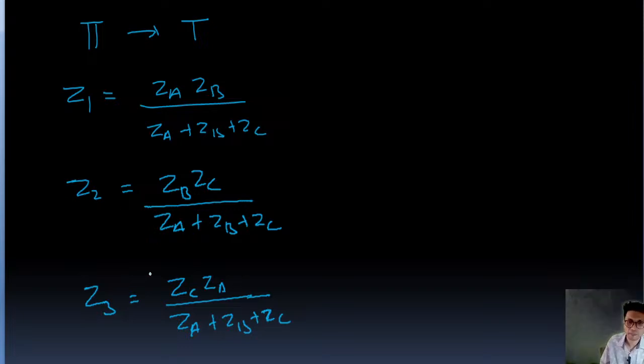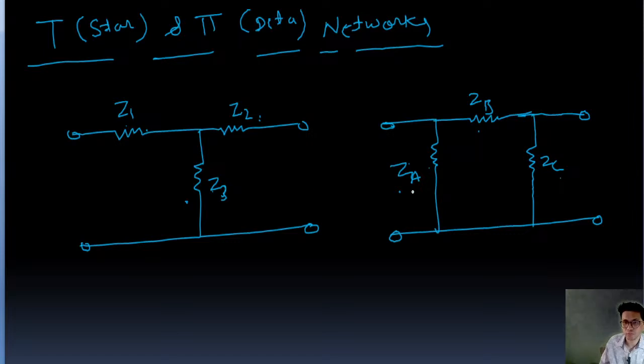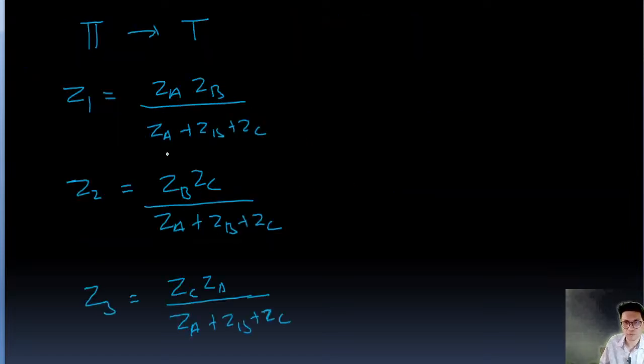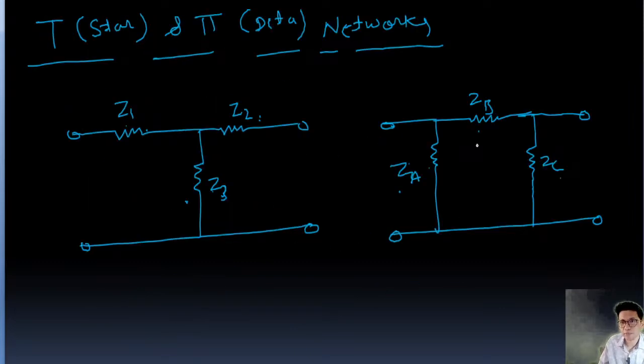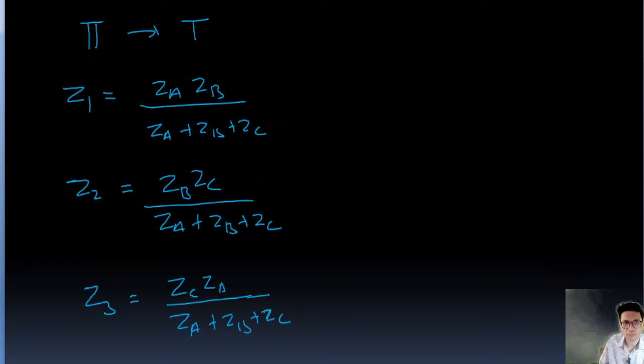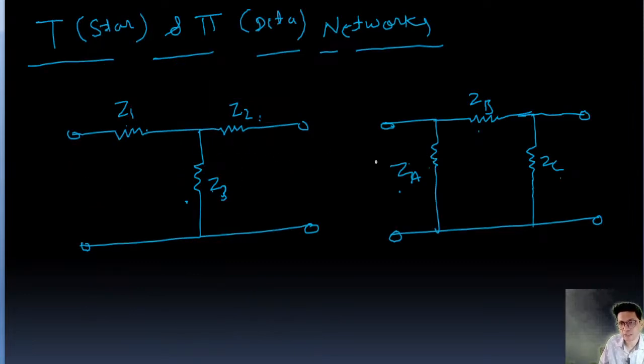Make sure that the order is this order, then this formula will be applicable. So we have converted that pi into T. This is the formula for pi into T. We have ZA, ZB, ZC, and now we need to find Z1, Z2, Z3. For converting pi into T, we use this formula, but make sure these Z1, Z2, Z3 and ZA, ZB, ZC are in this order. Then this formula is applicable.